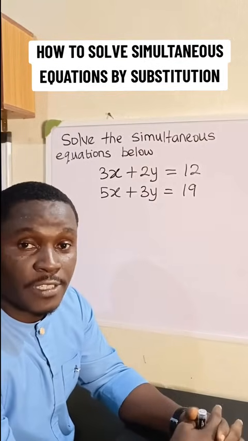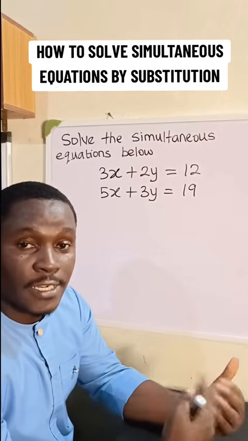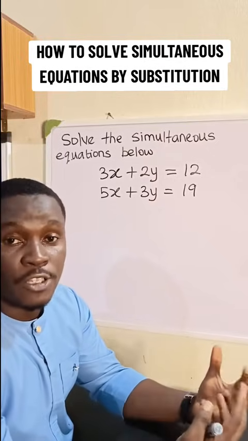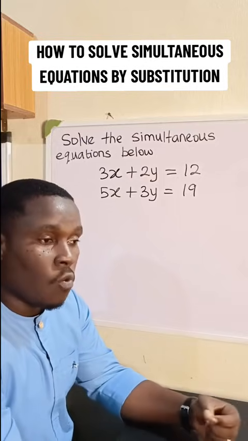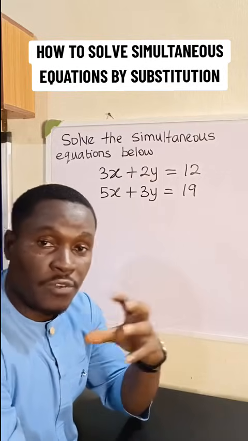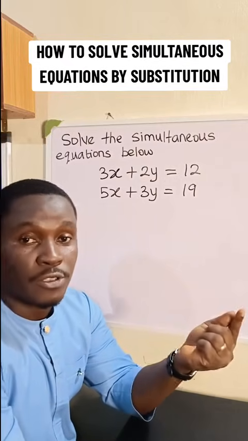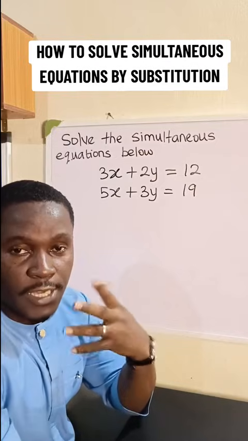There are different methods of solving simultaneous equations, but in this lesson, I'm going to be using the substitution method. When solving simultaneous equations using the substitution method, what you do is you make one of the two variables the subject of the formula in one equation, and then you substitute into the other equation. Let's see how it's done.